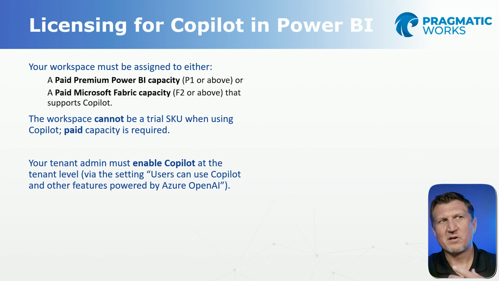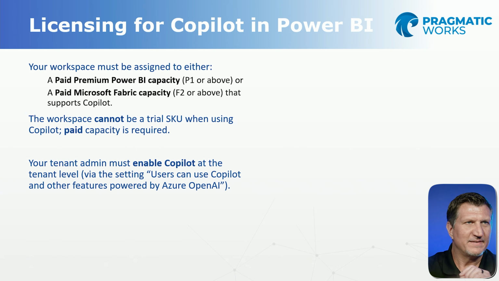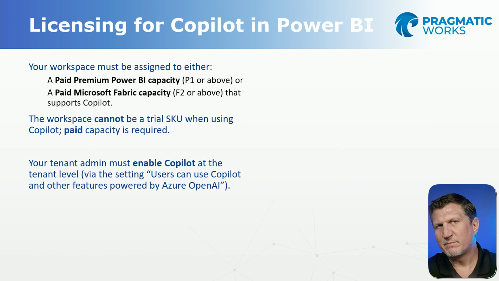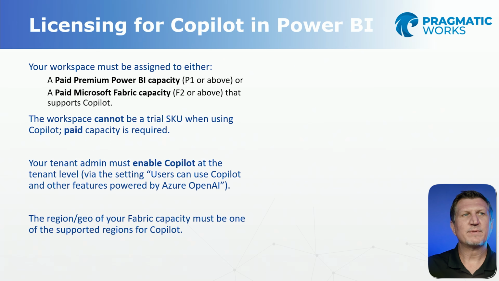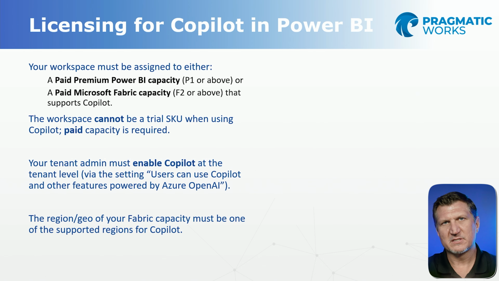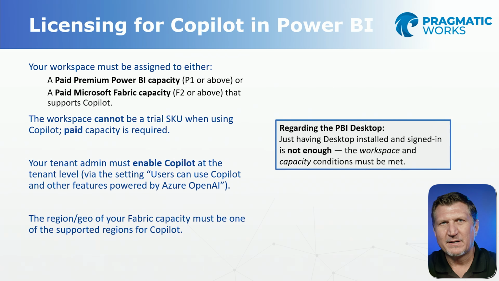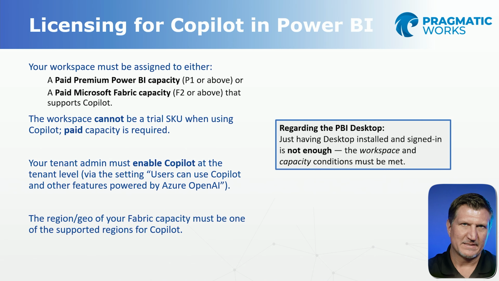Your tenant admin must also enable Copilot at the tenant level via the setting known as users can use Copilot and other features powered by Azure OpenAI. If you just go into the tenant settings in Fabric, click on the search bar, and type in Copilot, that setting is the first one that you'll see. And the region or geography of your Fabric capacity must be one of the supported regions for Copilot, North American regions, European boundary. Look for things like that. Regarding the Power BI desktop, I will show you the Prep Data for AI button in desktop in this video, but just having the desktop installed isn't enough. The workspace and capacity conditions must also be met for this all to work properly.